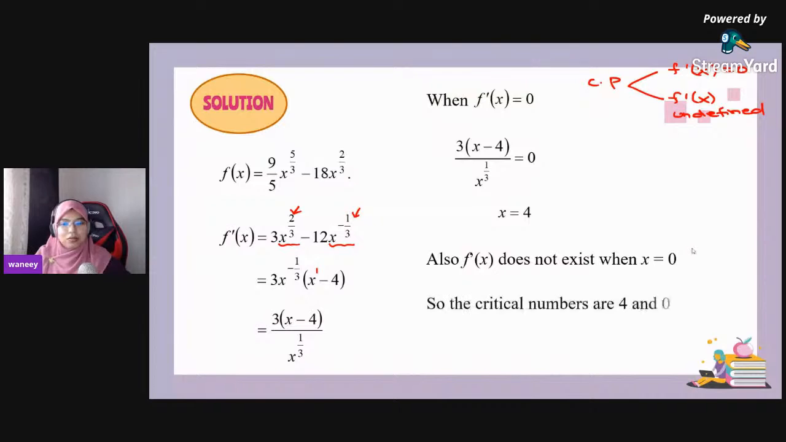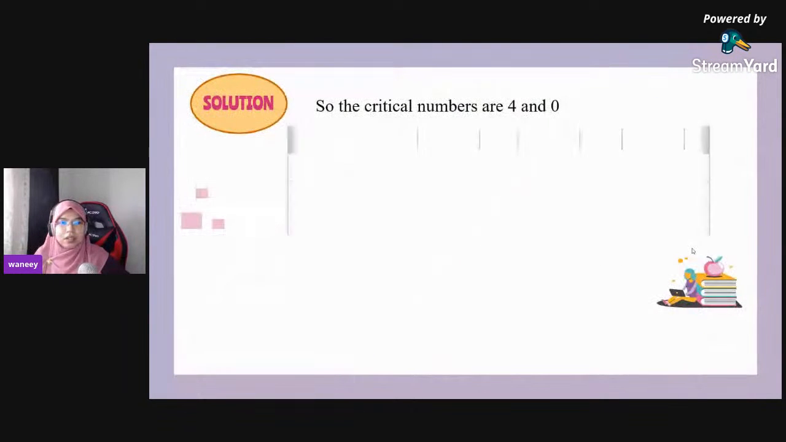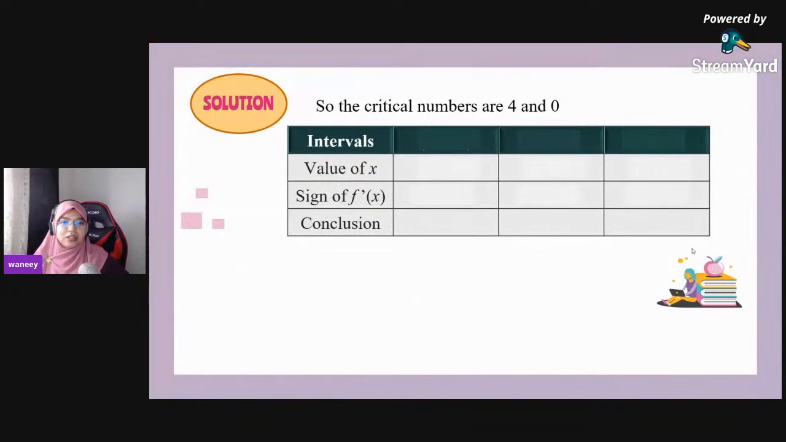Okay, so the critical numbers are 4 and 0. Those are the critical numbers, not the critical values. Critical value corresponds to y. Critical numbers are the x values. Okay, so these are basically the first derivative test. So the critical numbers are 4 and 0.